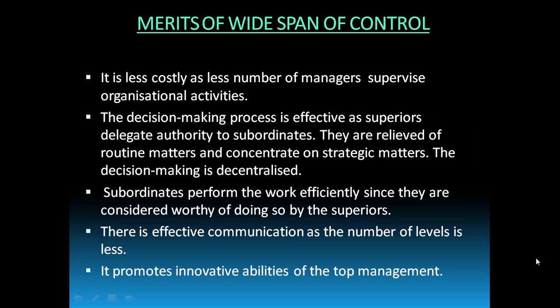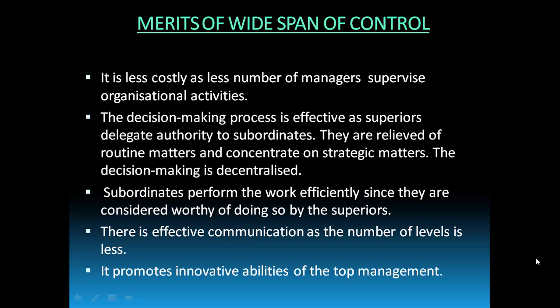Now the merits of wide span of control. The wide span of control is less costly as a smaller number of managers are required to supervise the organizational activity, right? We saw that in narrow span of control, under one manager there were only 2 subordinates, but in wide span of control we see here under one manager there are 5 subordinates. So fewer managers will be required to supervise the organizational activity here, right?